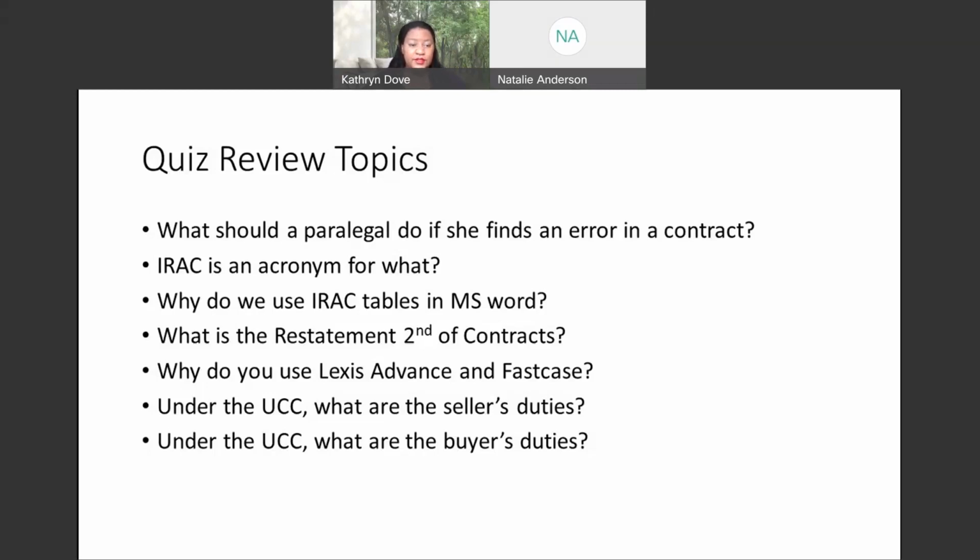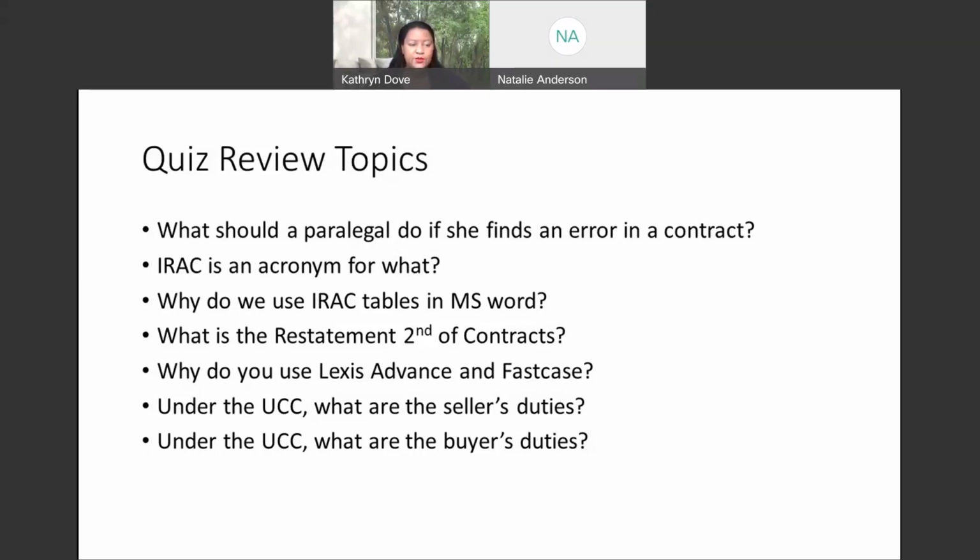Good. So yes, Lexis Advance and Fastcase are premier legal research services. They are boutique services that we pay for, or the school pays for, or your law firm, your supervising attorney pays for, so that you have access to reliable legal research services.